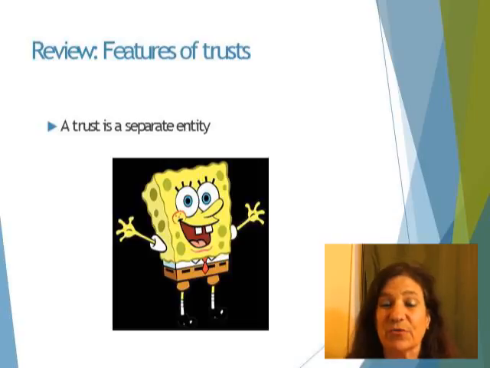Some of the features of trusts. First of all, a trust is a separate entity. It's a separate person. It has its own tax ID number. It owns property in its own right. And as you will recall from estates and trusts, it is effective to transfer property. So what's owned by a trust is not owned by the decedent.